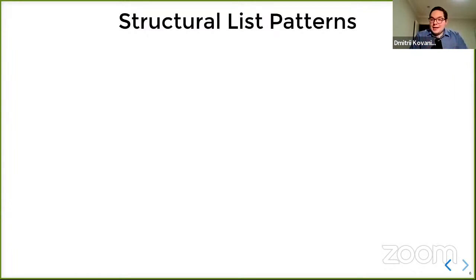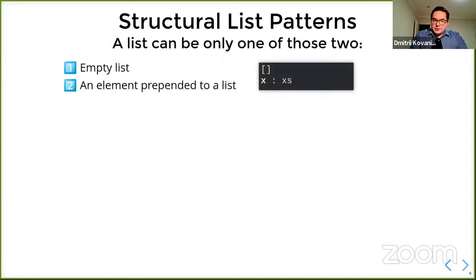And actually, yes, there are structural patterns for list. Essentially, when we think about the list, what is a list? There are 2 ways how you can get any list. You can get it by either having an empty list, so a list can be empty, or you can get your list by prepending some element in the beginning of some other list. So these are the 2 possible ways how you can create any list possible.